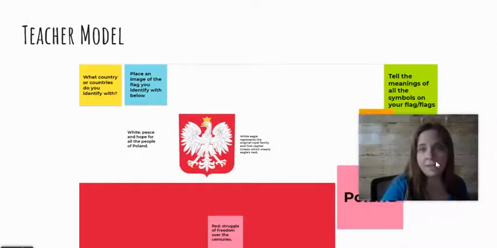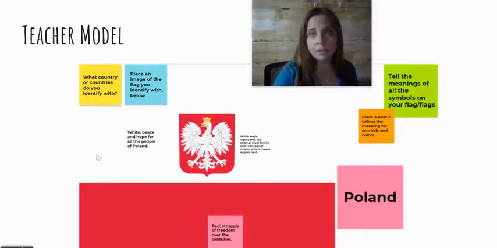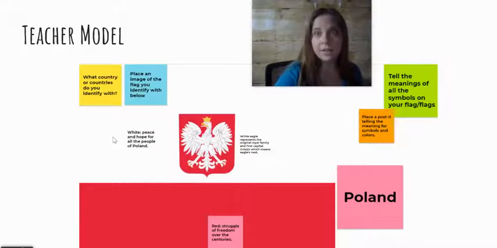So here's my teacher model. So I put this up for students. I'm going to show you the Jamboard in a second that I give to students. So I put on what country or countries do you identify with? Place an image of the flag you identify with below. So I place my image, which is Poland. Tell the meanings of all the symbols on your flag.